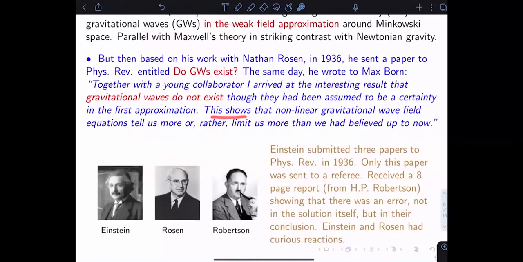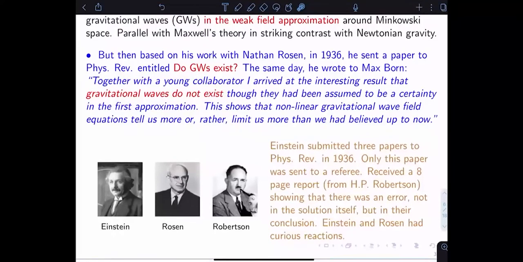This shows, Einstein says, that nonlinear gravitational wave field equations tell us more, or rather limit us more, than what we had believed up to now. So he's saying that in the weak field approximation, he had concluded that gravitational waves exist, but if you take full general relativity, in fact, they do not exist.